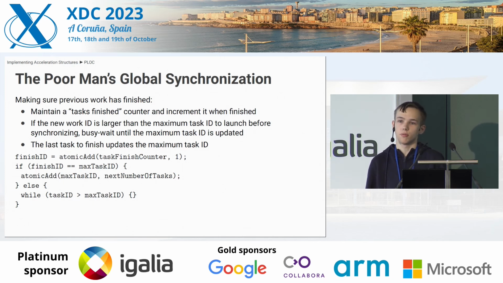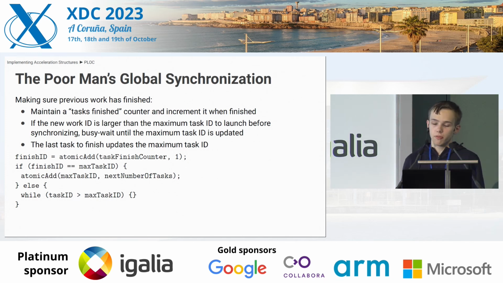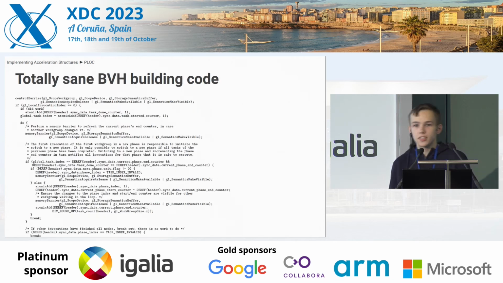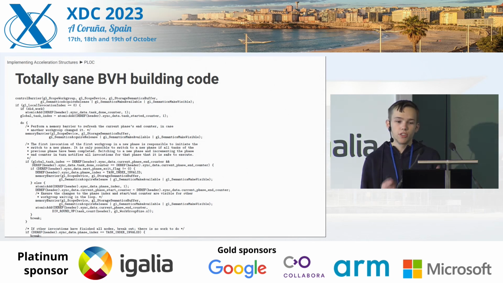If it is, we need to wait until the task ID gets incremented. And the last invocation to finish its task, that would just wait otherwise, that one will update the maximum task ID to launch new waves and free them from this busy wait loop so they can do their work. Now, this was a bit oversimplified. The actual algorithm for this is a tiny bit more complex. But this is pretty much what we use, and it's served us pretty well, actually.